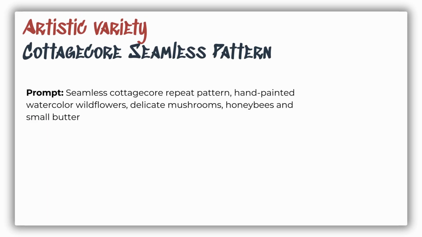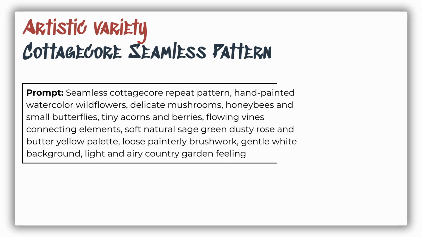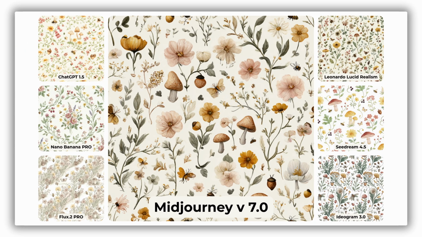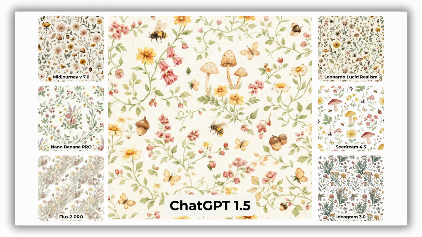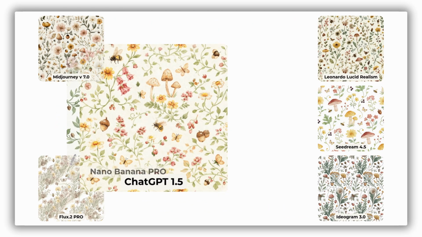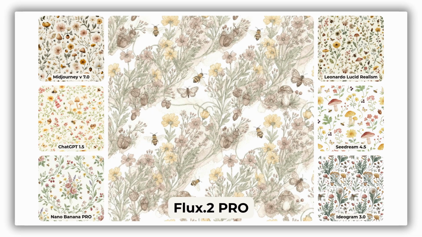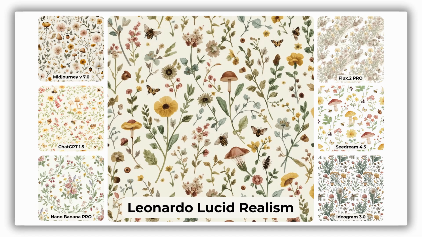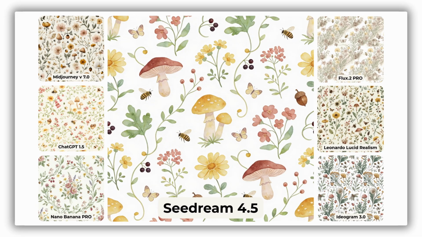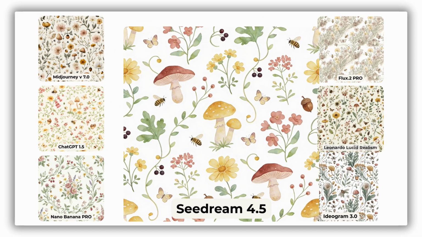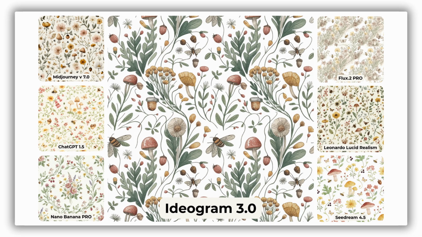The cottagecore seamless pattern combines 2 challenges: a detailed design plus seamlessness. Small details turned out to be a weak point only for Midjourney and Ideogram. As for seamlessness, in this example, only Lucid Origin and Ideogram failed to produce seamless designs. All other tools did well. By the way, if you're interested in how different AI generators handle patterns, we have a separate video on that, link in description.